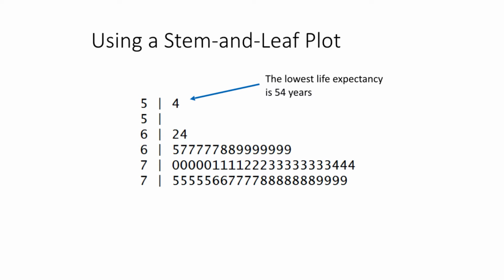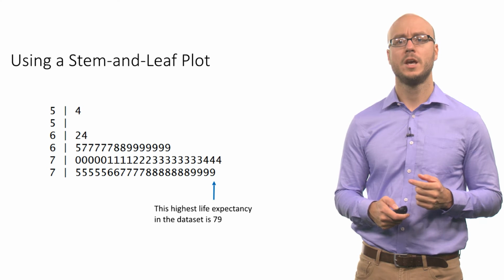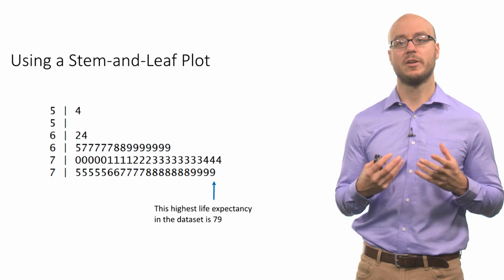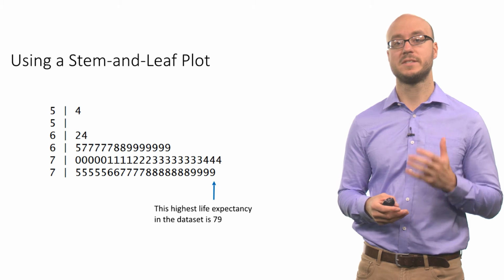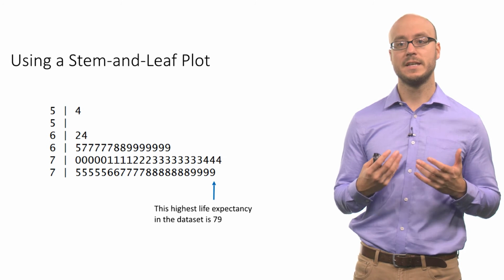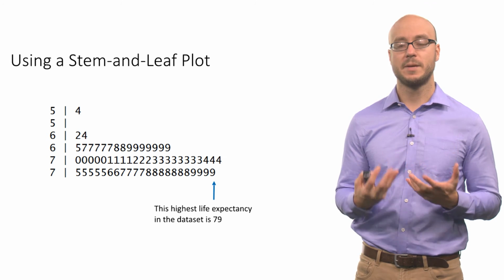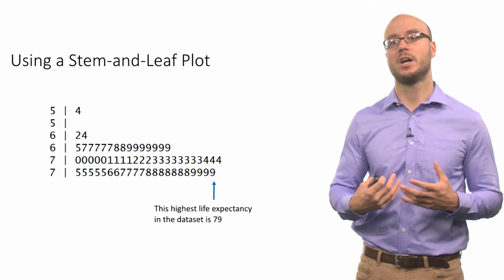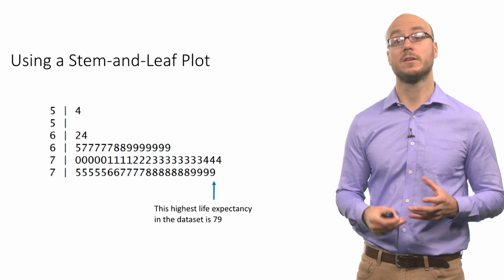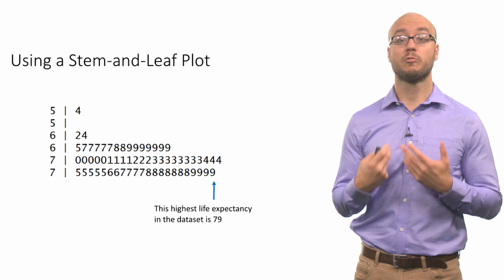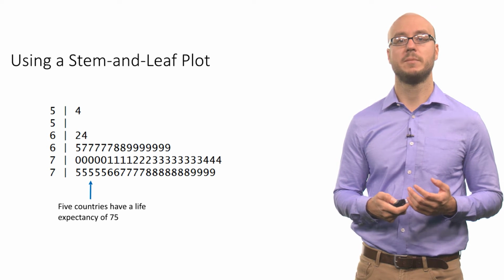There aren't decimal places. So in our data set, the lowest life expectancy is 54 years. That's just a reconstruction of the observation based on the stem of 5 and the leaf of 4. The highest life expectancy in our data set is 79. That's because the stem is 7 and the leaf is 9. So you can see that from a stem and leaf plot, we have an instant snapshot of what the maximum and minimum values are. In fact, you could even construct a range based on a stem and leaf plot.